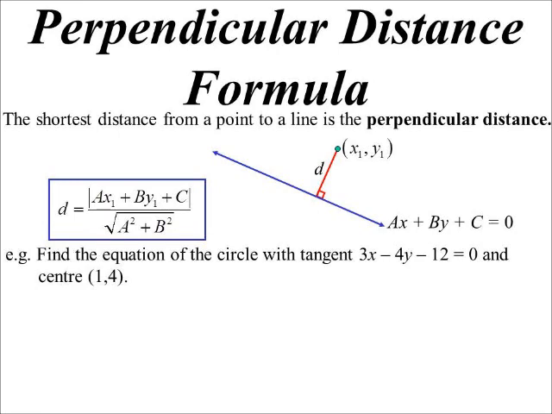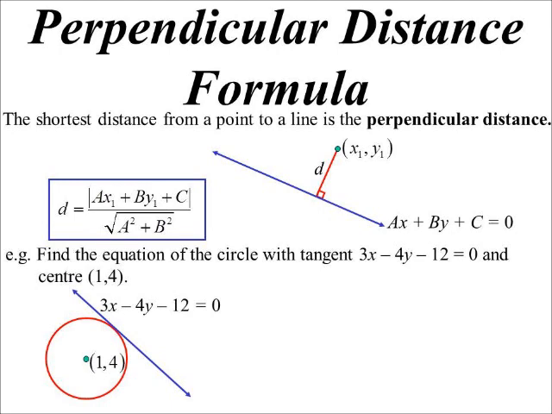So here's my circle. The centre is (1, 4). There's the tangent, which has equation 3x minus 4y minus 12 equals 0. The radius is perpendicular to the tangent. So when we look at that diagram, we can see, oh yes, they're asking us what is the perpendicular distance of the centre to the tangent. So we just plug it into our formula.